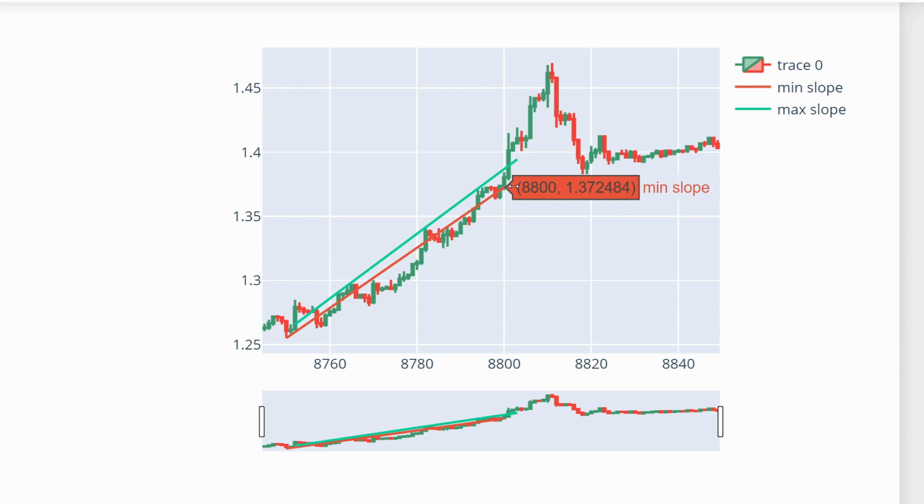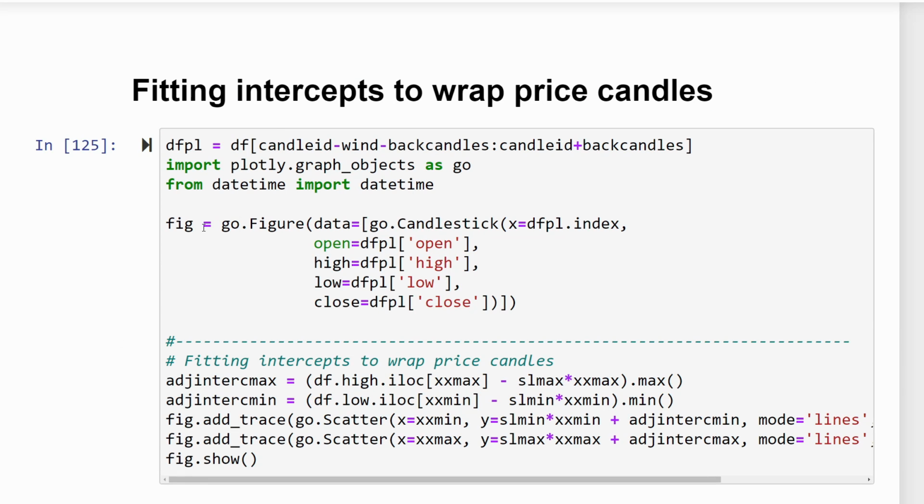Well, it's this one. So we are forcing this green slope to go through this point here. And as you can see, it's not as proper as we would like to have. So we are going to try something different. Let's try to fit the intercepts so that our slopes would wrap the price candles. I mean, they would be higher than the highest point and lower than the lowest point. And the way to do this is by defining our adjusted intercept of the maximas and the minimas.